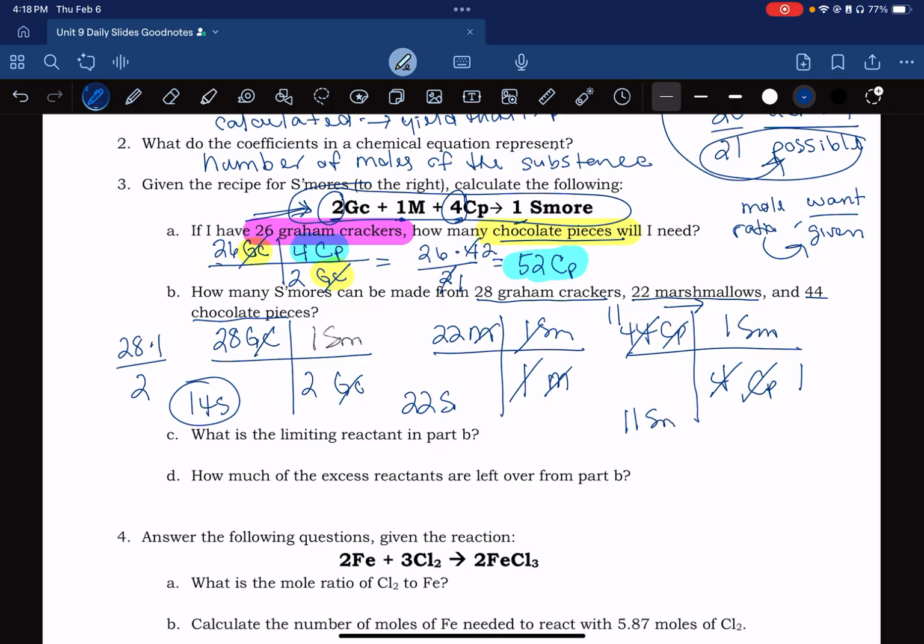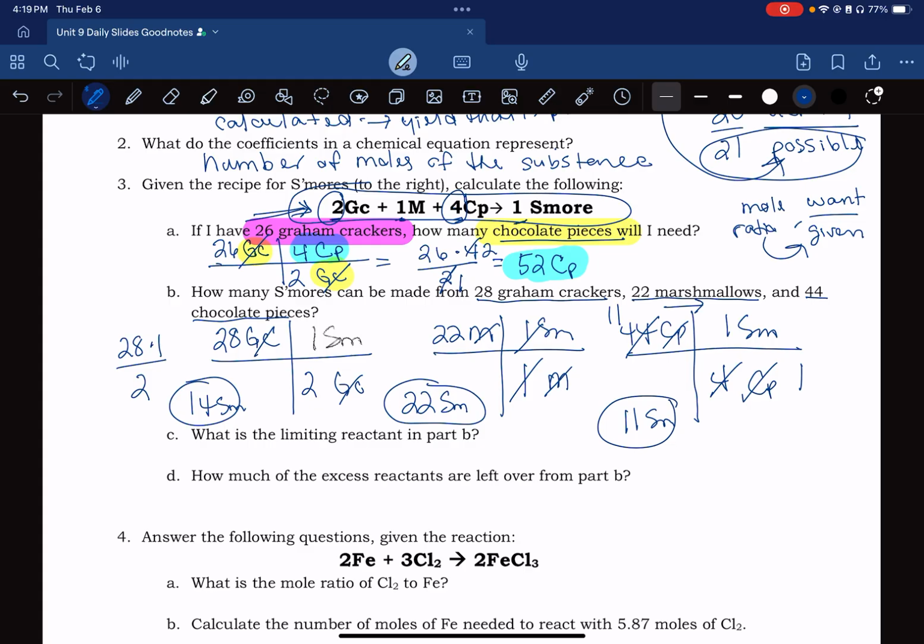So let's do SM for s'more. Okay, so we have 11 s'mores here, 22 s'mores here, and 14 s'mores here. But not all of these are the actual answer. Only one can really be the answer. Because if these ingredients are what you have in your cupboard, you will never be able to make more than your limiting ingredient will allow you to make.